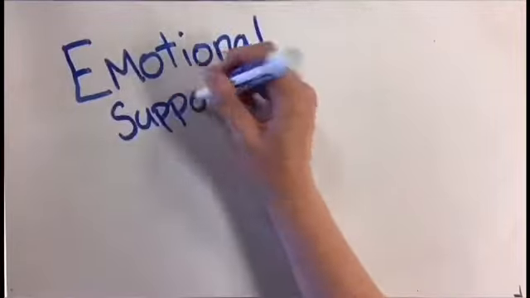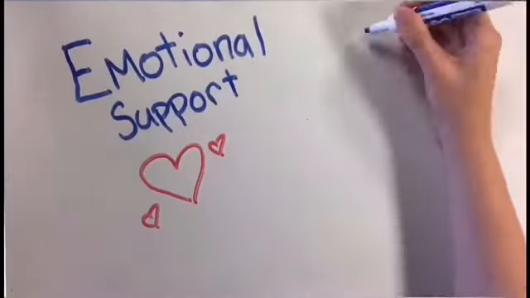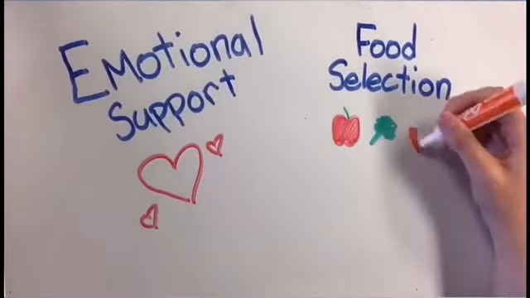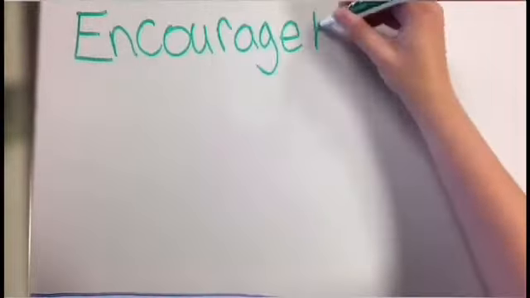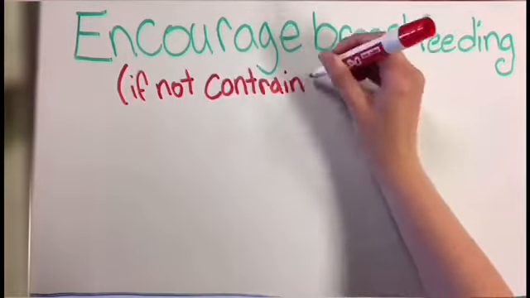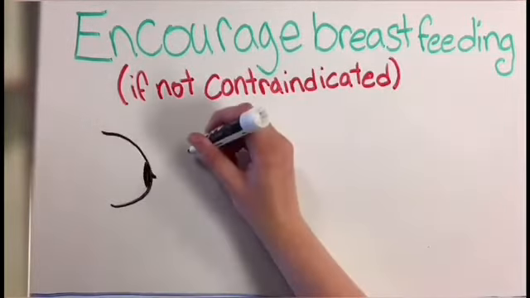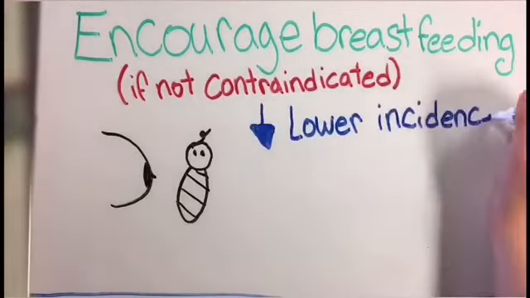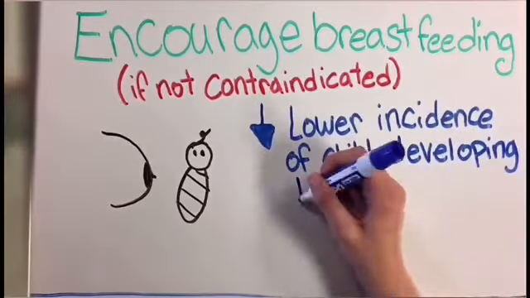Nursing care of the woman after birth usually involves providing emotional support as well as teaching them how to select appropriate foods for their prescribed diet. Encourage breastfeeding in women with gestational diabetes if it is not contraindicated with the newborn. Studies have shown that newborns who have been exclusively breastfed have a lower incidence of developing diabetes later in life.